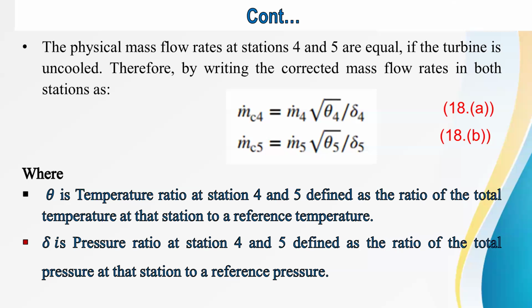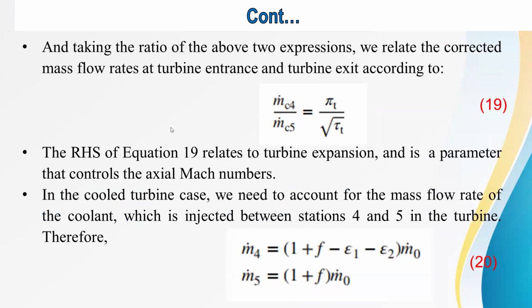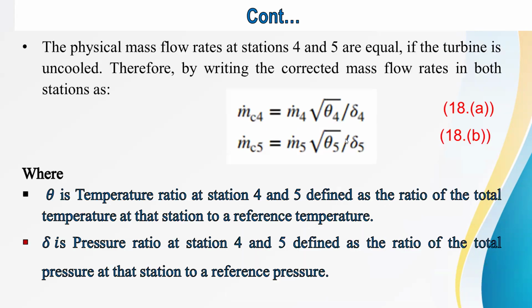Okay, so therefore, taking the ratio of the two expressions, M4 over M5, we have the turbine pressure ratio divided by the square root of tau T, zeta T. So this zeta T is one unknown parameter here.